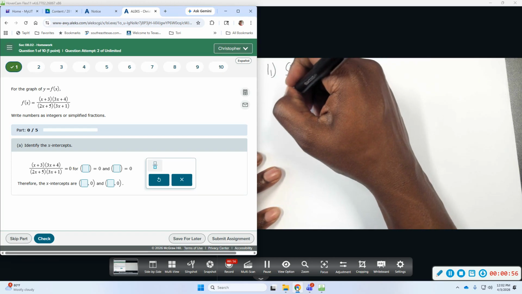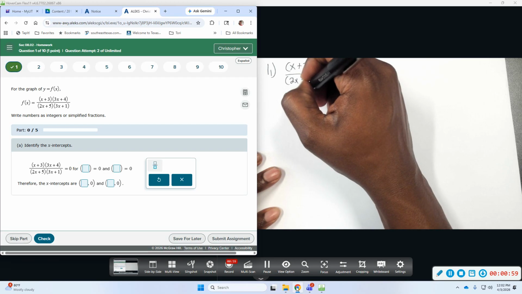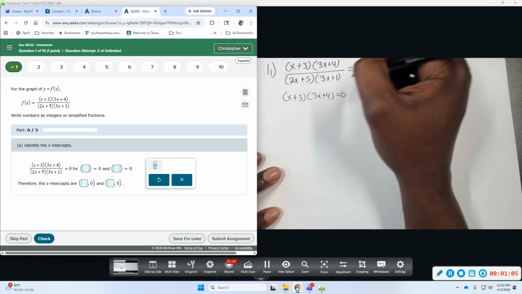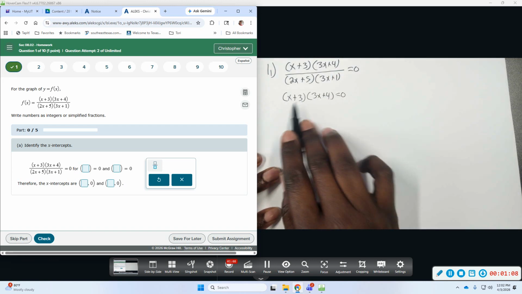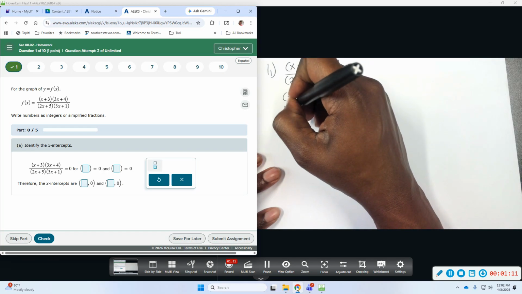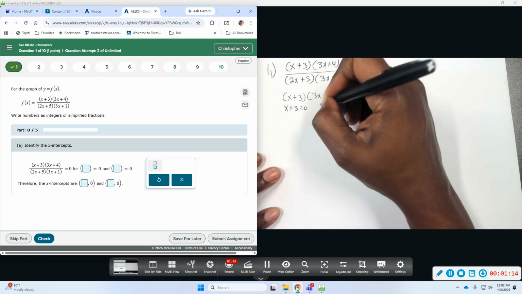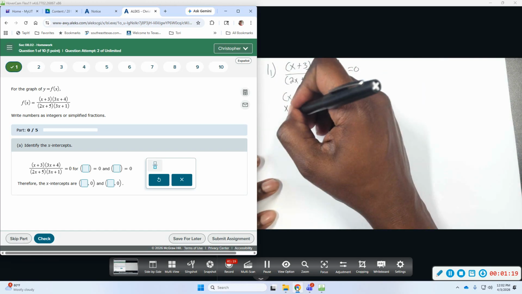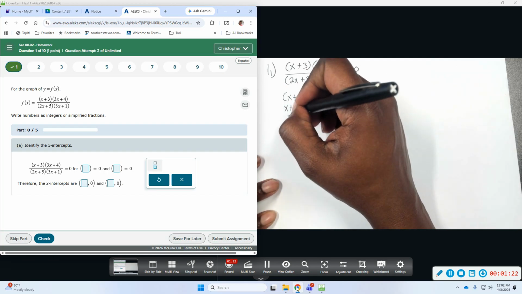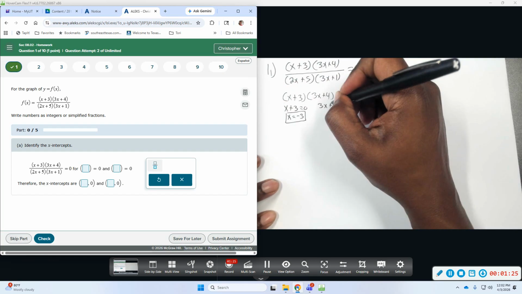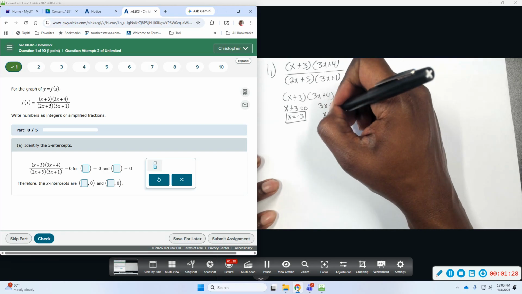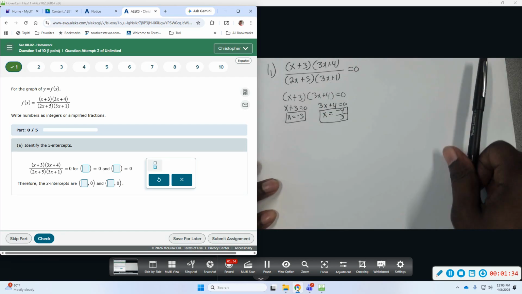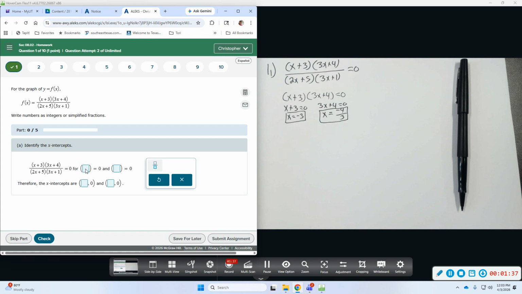So I'm going to be focusing on the numerator, x plus 3 times 3x plus 4 to find my x-intercept. So when we set both of these factors equal to 0, we'll get x equals -3. And then subtract 4, divide by 3. So we get a -4 divided by 3. So we get 2 x-intercepts, -3 and -4 divided by 3.